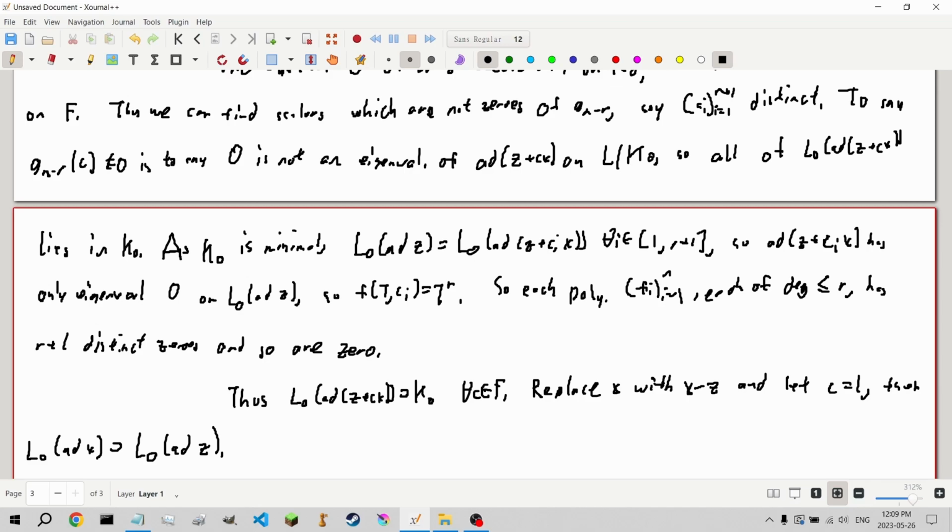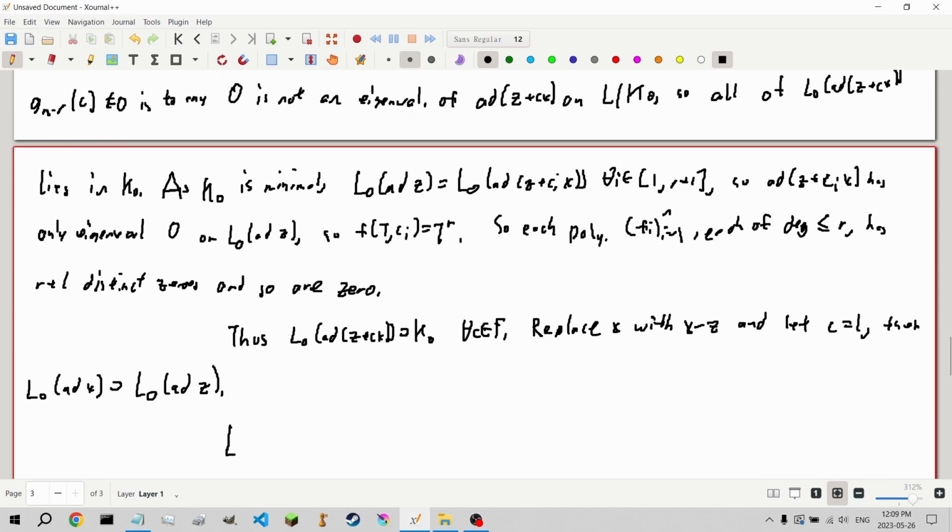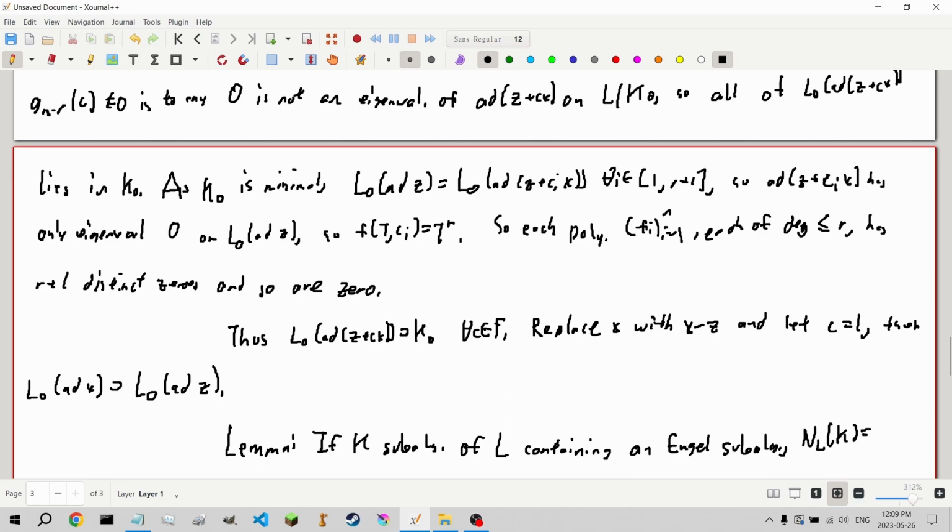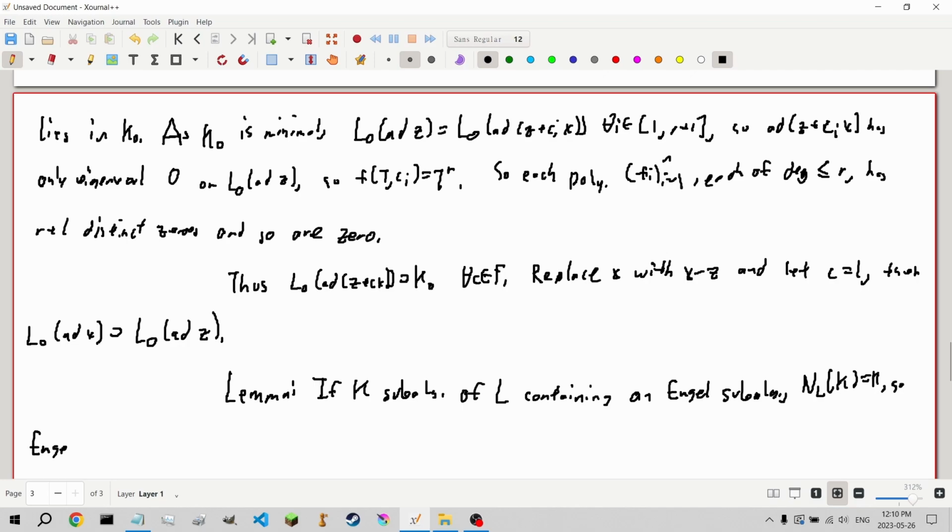Brings us to a second lemma. If K is a subalgebra of L containing an Engel subalgebra, then the normalizer in L of K is just K. So Engel subalgebras, we get trivially from this, are self-normalizing.